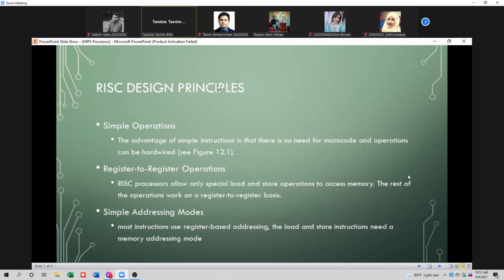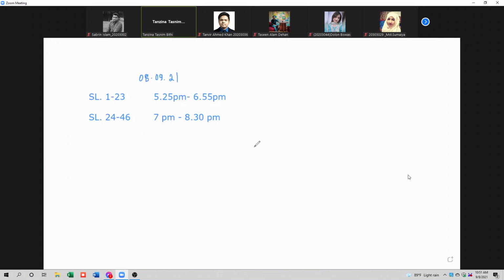Okay, so we can start from the beginning, the RISC design principle. If I ask you what type of operation the RISC processor can perform, what will be your answer? In the Viva exam, I can ask you what kind of operation the RISC processor will perform. Simple operation, ma'am. Okay, can you explain it? What is simple operation?